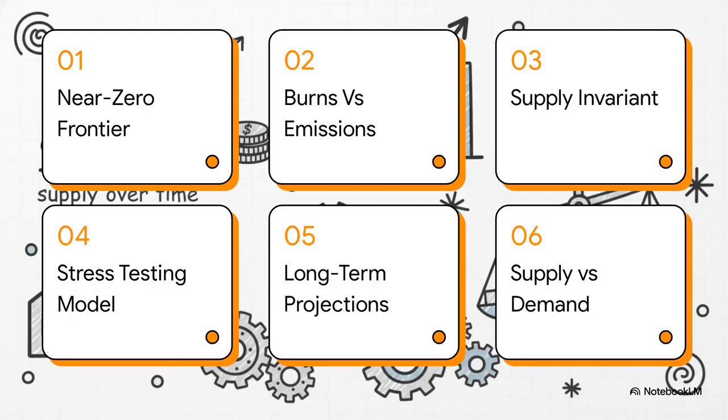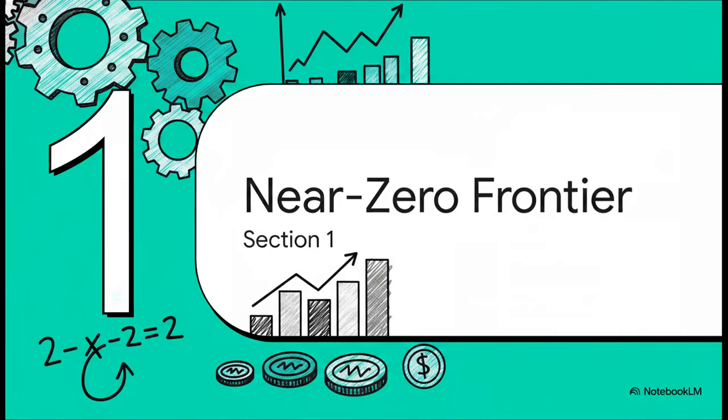Okay, here's our logical progression for today's structural analysis. We'll start with the near-zero frontier, compare burns versus scheduled emissions, establish the mathematical supply invariant, and then stress test the model. Finally, we'll project long-term supply and look at the dynamic between our supply floor and the demand variable. Section 1, the near-zero frontier.